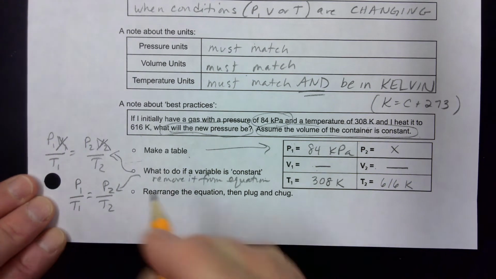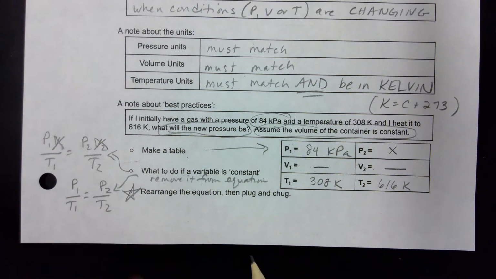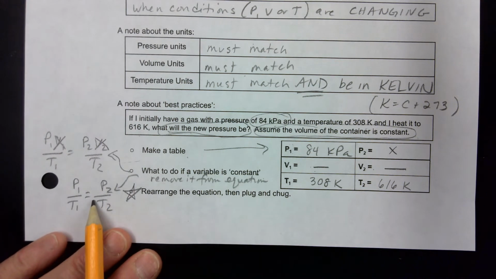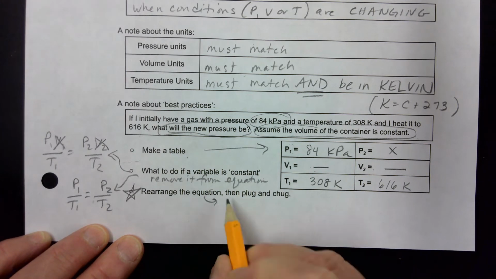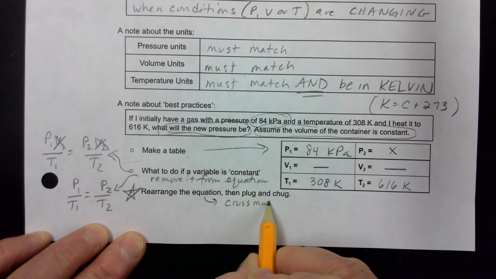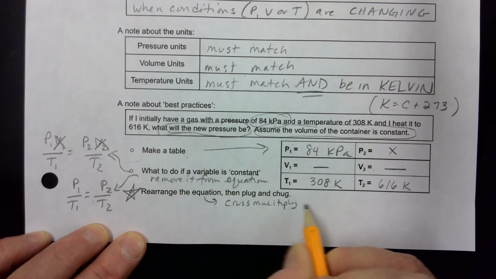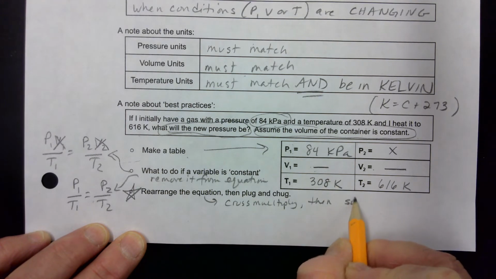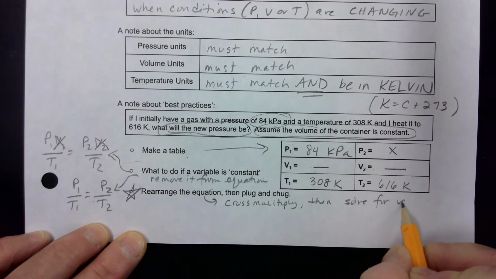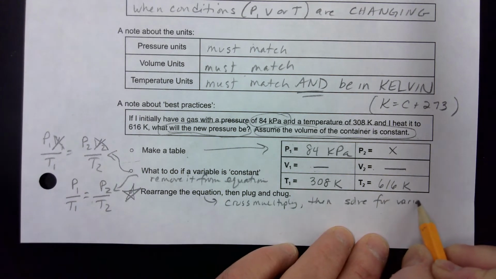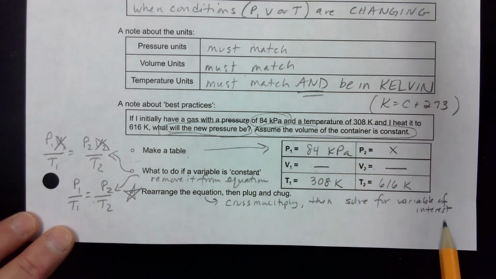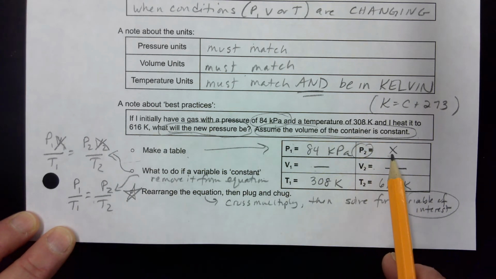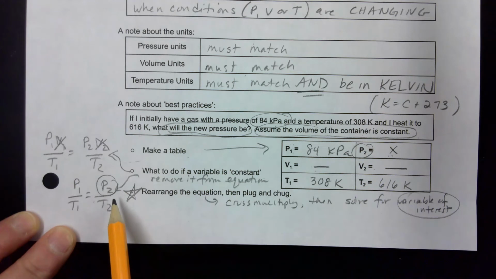Okay, now I'm going to put a big star here. Best practice is to rearrange this equation before you start doing any math. So rearranging the equation means to cross multiply and then solve for the variable you are looking for. Solve for the variable of interest. And I'm going to circle my variable of interest. We know that P2 is what we're trying to solve, so I'm going to circle it in my equation.